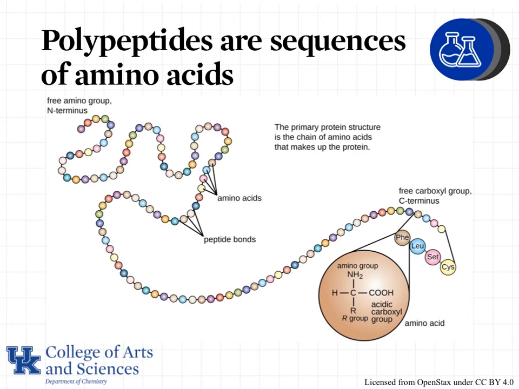So polypeptides are just sequences of amino acids, and they're a big long chain, so every little sphere here represents a different amino acid. And if we zoomed in on those, we would see the same backbone on every single one, and we have the N-terminus on one end, we have the C-terminus on the other end, and it's always the C-termini and the N-termini that are bonding together to form this polypeptide.